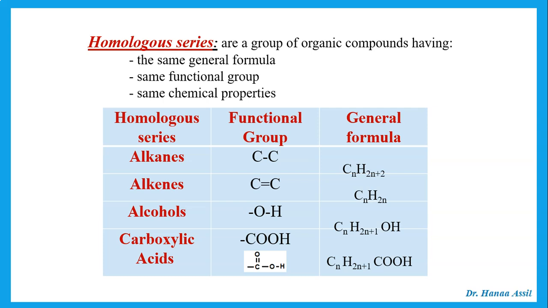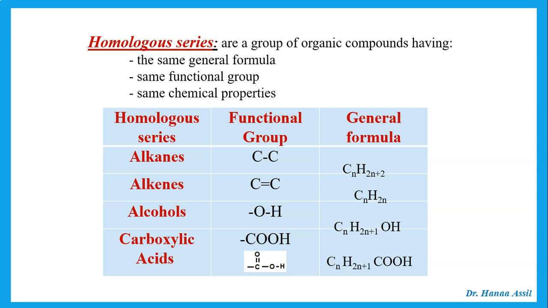What do we mean by homologous series? It's a group of organic compounds having what? Having the same general formula, the same functional group, and they would have the same chemical properties. You are required to know the general formula for each of these. So an alkane, the general formula is CnH2n+2. That means the number of hydrogens is twice the carbon and then add 2 more. Alkenes, the number of hydrogens is twice the number of carbons.